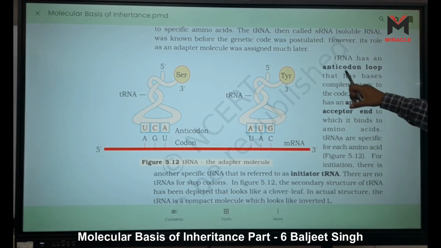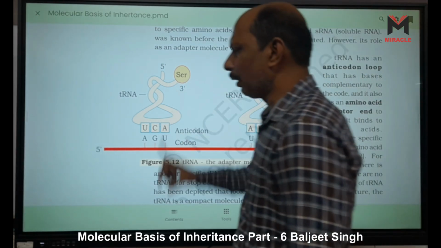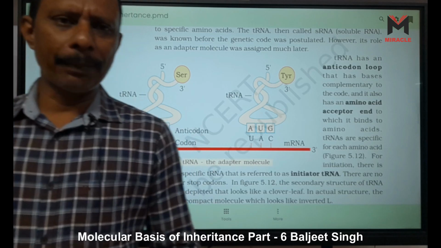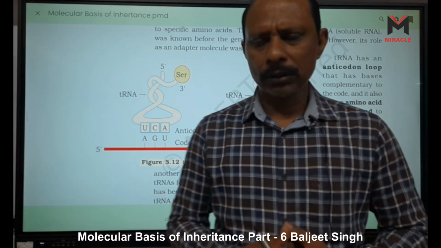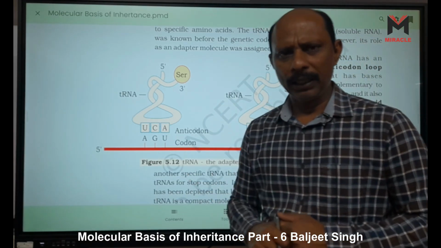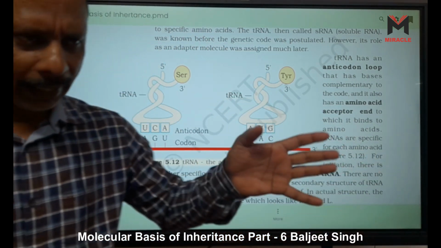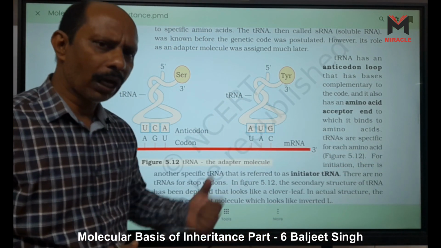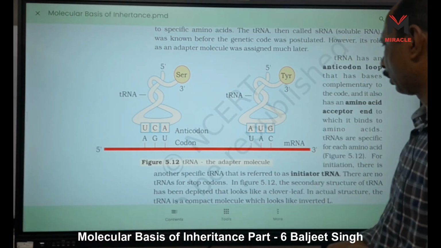Transfer RNA has an anticodon loop that has bases complementary to the codon, and it also has an amino acid acceptor. It has 4 arms according to the cloverleaf model. The cloverleaf model is given by Holley. One enzymatic arm is there, one attachment arm is there, one anticodon arm is there, and one amino acid acceptor arm is there.